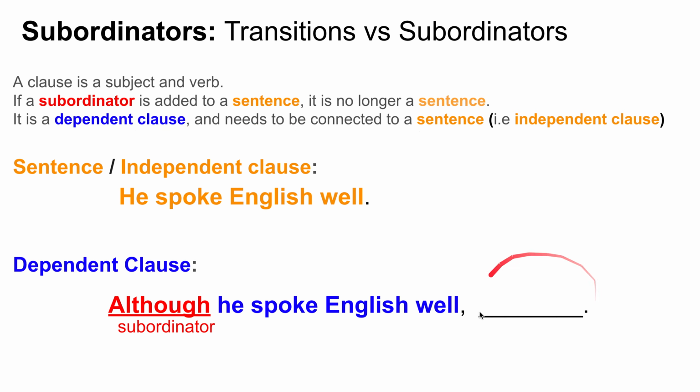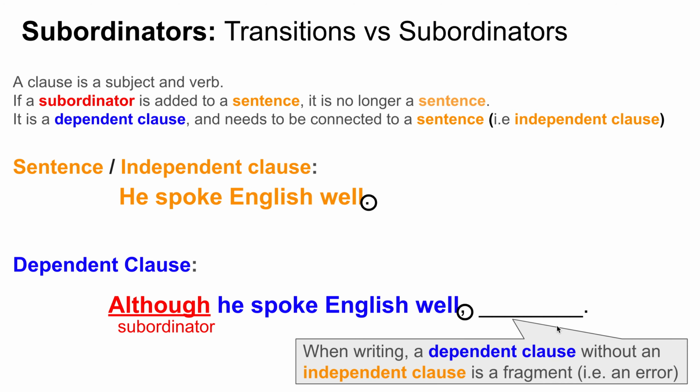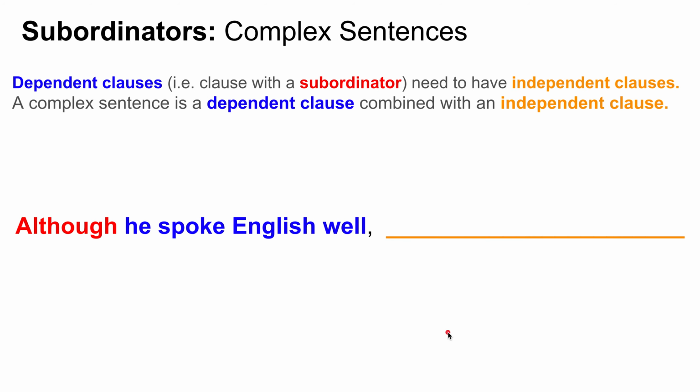So here we end a dependent clause with a comma, not a period, unless it's attached to an independent clause. So keep in mind, a dependent clause without an independent clause is a fragment. That is an error. So "although he spoke English well" is a fragment. We'll talk a little bit more about this later and how to correct that.